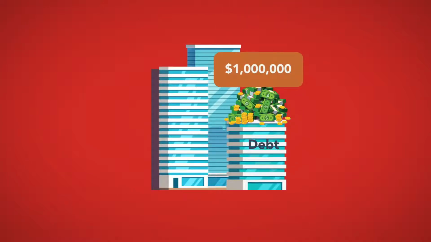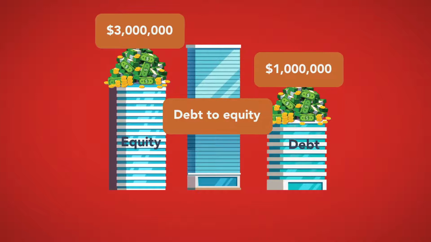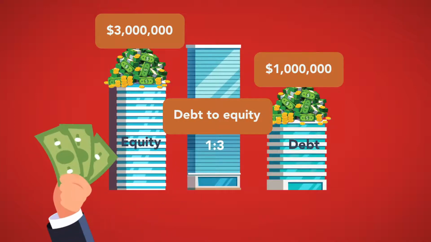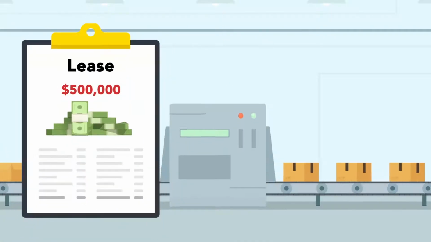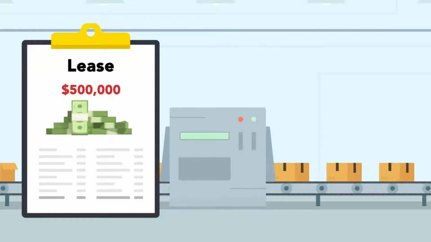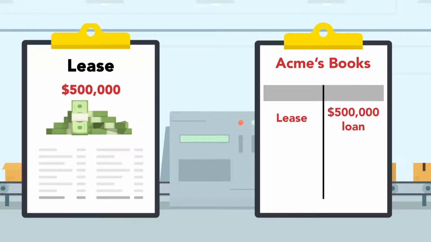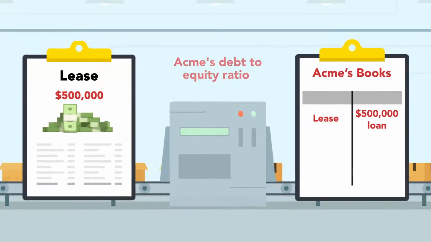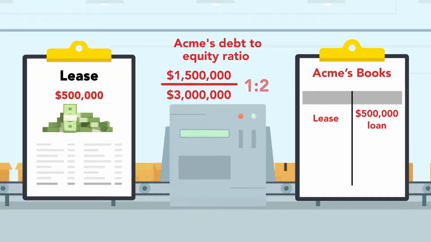For example, Acme Corporation carries $1 million in debt and another $3 million in shareholder equity. Its debt-to-equity ratio is therefore 1:3. For every $3 of equity, Acme carries $1 of debt. Acme requires a $500,000 new lease on production equipment, but instead of recording the lease as an expense, Acme records the lease as a $500,000 loan, and Acme's debt-to-equity capital structure now changes to a new ratio of 1.5 million to 3 million, or 1:2.